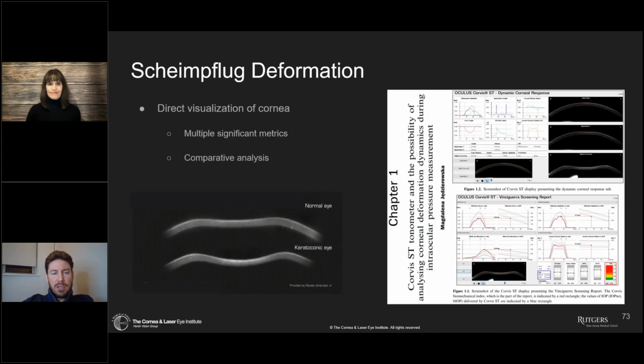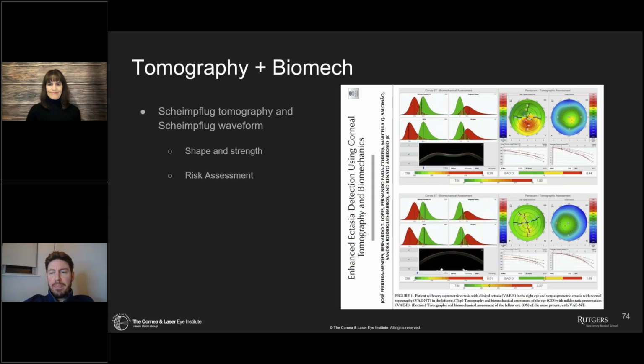We talked about Scheimpflug deformation. The big factor to know on this is the AT1 value, which is how fast the cornea deforms with the initial puff, is highly statistically significant with keratoconus. We'll go to the next one. This one's kind of cool. Essentially, this is where multifactorial diagnoses come in with AI analysis. We can take our corneal structural map with our tomography and then combine it with the biomechanics, and then we have a risk profile that's created by looking at the corneal biomechanics plus the corneal shape.